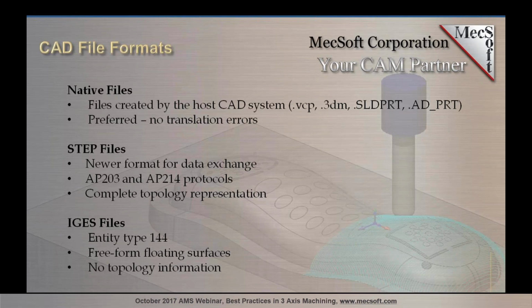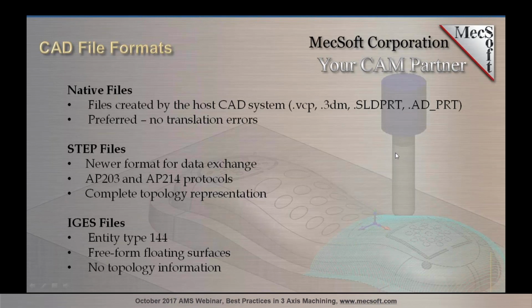And when we say the native format, what we mean by that is, for example, in a CAD system, for Visual CAD/CAM, you have the .vcp files. For Rhino, you have the .3dm. SolidWorks, you have the .sldprt files. And then for AlibreCAM, you have the .adprt file.